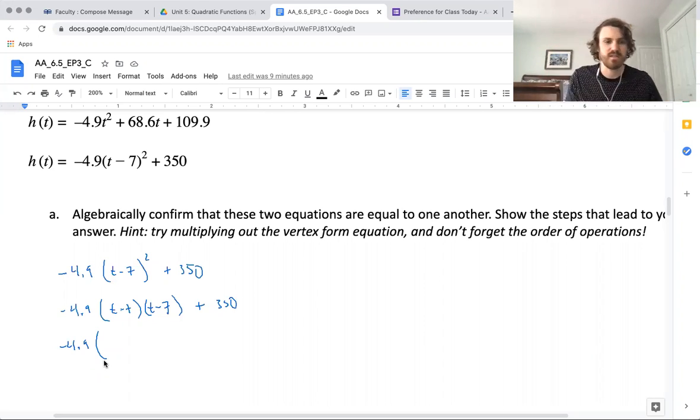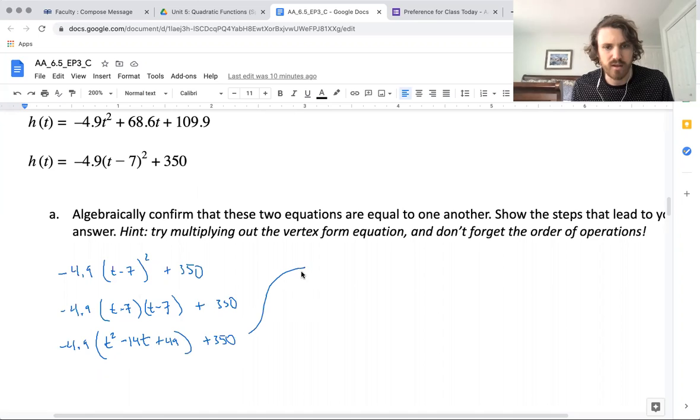So t times t is t squared. And then t times -7, and -7 times t. My handwriting's not great here. So that would be -14t. And then we'd have -7 times -7, which is positive 49, plus 350.